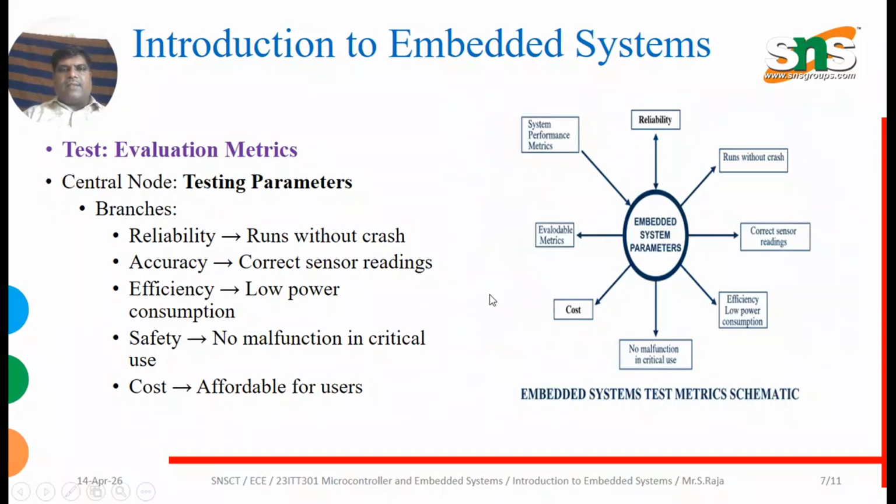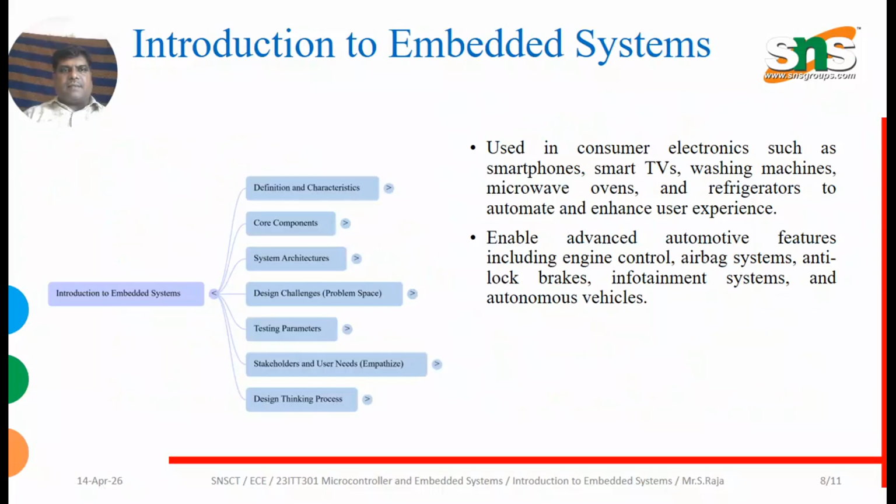Next, this is the evaluation matrix. Once we find the product, we have to test it and find how it is working, by considering reliability, accuracy, efficiency, safety, and cost. All these parameters are very important for evaluating any electronic product designed with embedded systems. So this is the mind map that students can use to recollect whatever we are studying.